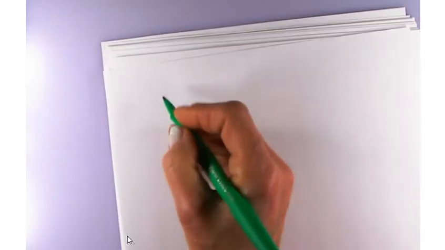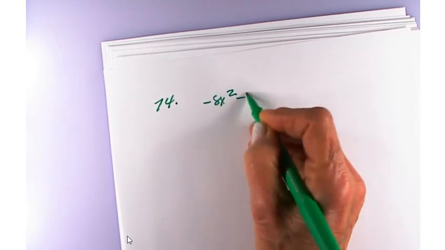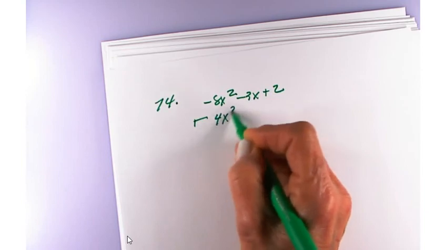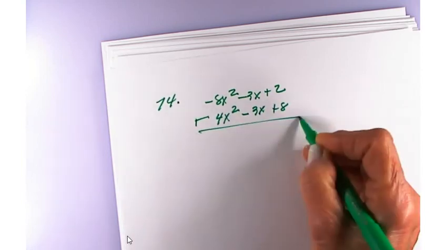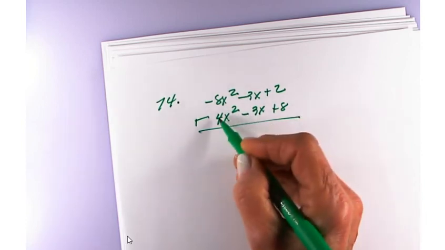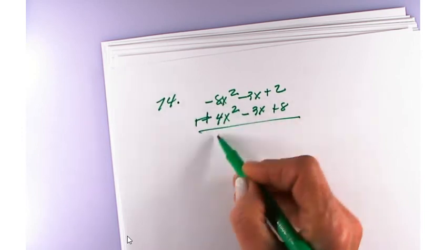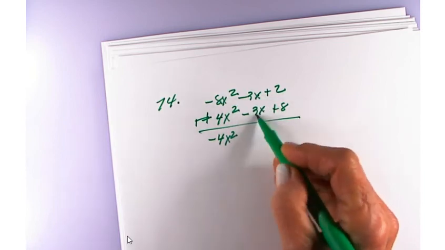So I would write it down this way: minus 8x squared minus 3x plus 2. I'm going to add 4x squared minus 3x plus 8. I'm adding now, and this was a positive. So 4 minus 8 is negative 4. Minus 3 minus 3 is negative 6, plus 10.